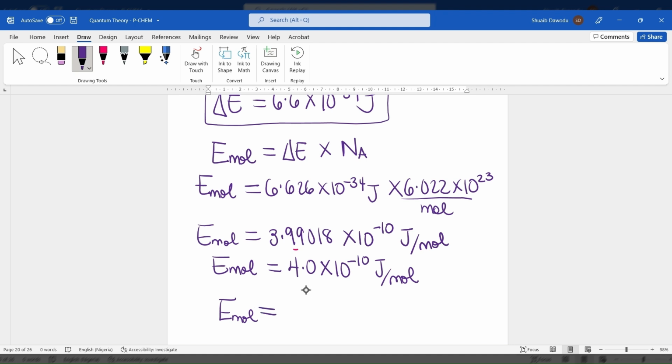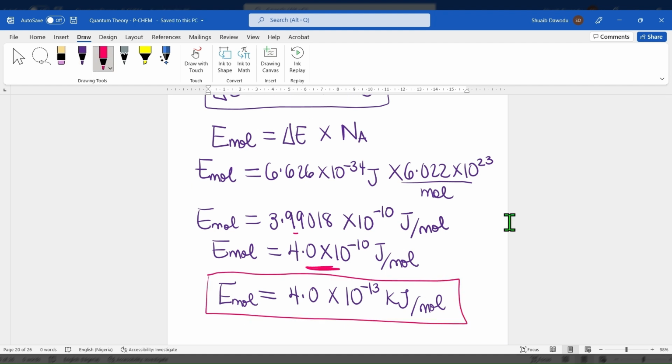So now we remember our question also asks us to put it in kilojoule per mole. So I'm going to go from joule per mole here to kilojoule per mole. So we end up with 4.0 times 10 raised to the power of negative 13 kilojoule per mole. Because to go from joule to kilojoule is to divide by 1,000. And when you do this division by 1,000, you end up getting 4.0 times 10 raised to the power of negative 13 kilojoule per mole.